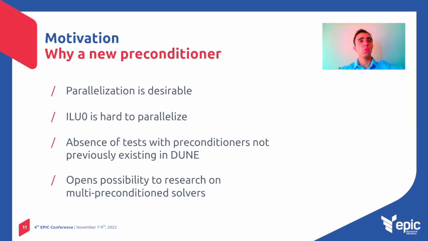So, why add a new preconditioner to OPM Flow? First and foremost is that parallelization is desirable, as we saw the linear solve and applying the preconditioner is a costly phase. The second reason is that the ILU0, the default preconditioner, is hard to parallelize. And there's also an absence of tests with preconditioners that do not previously exist in the Dune backend. And adding new preconditioners opens up possibilities to research on multi-preconditioned linear solvers.